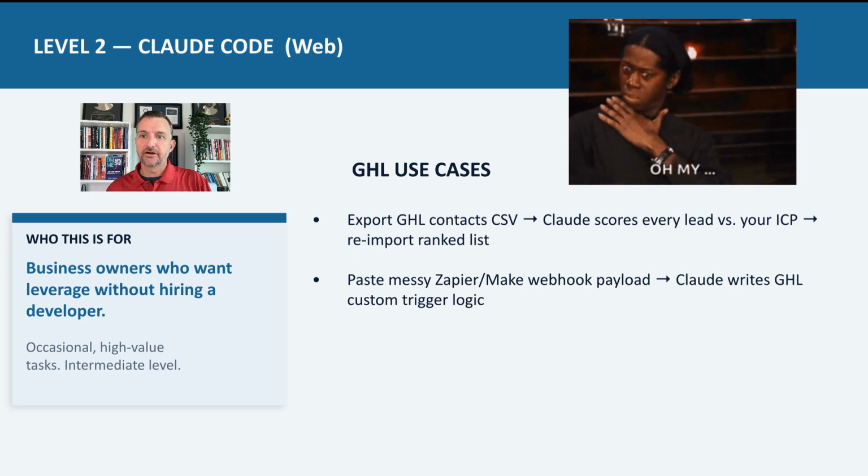Second use case is if you have any messy connections where you're trying to build Zapier or Make together, you can have Claude Code build custom logic with triggers.